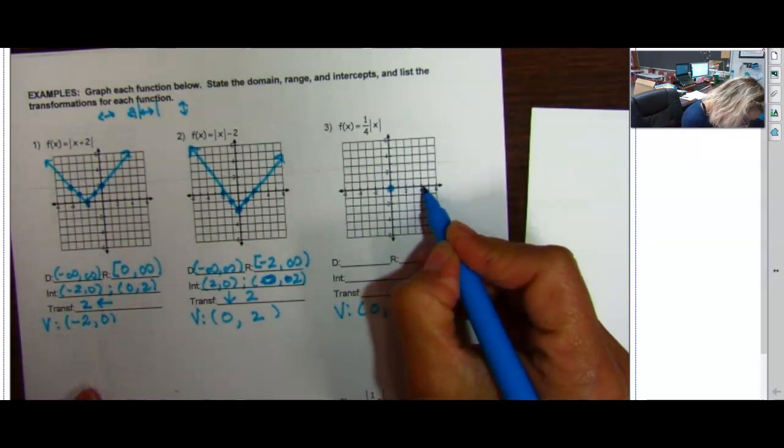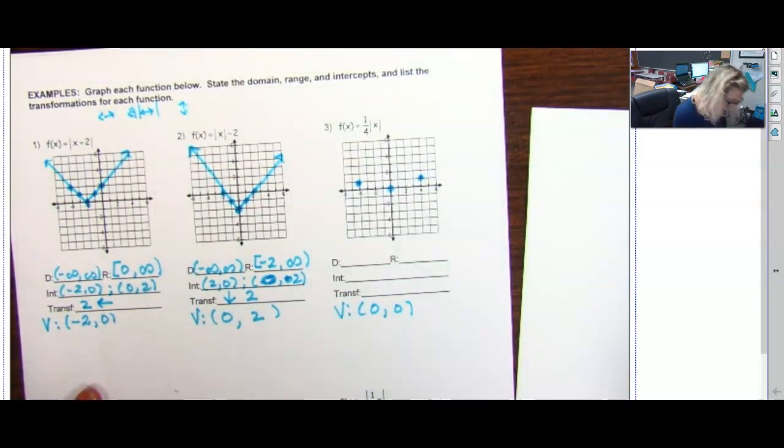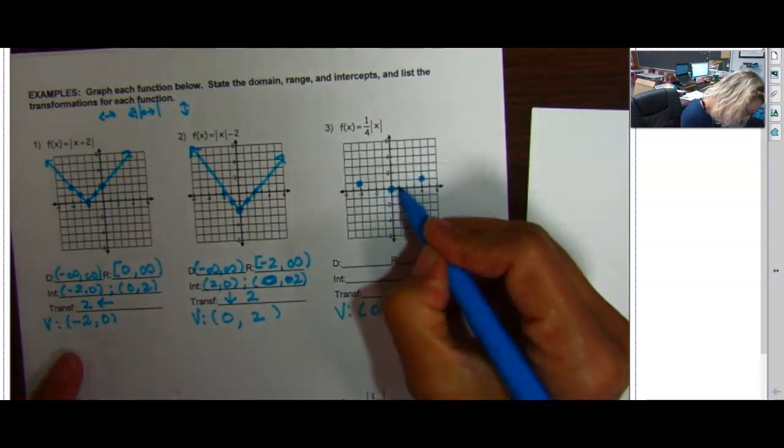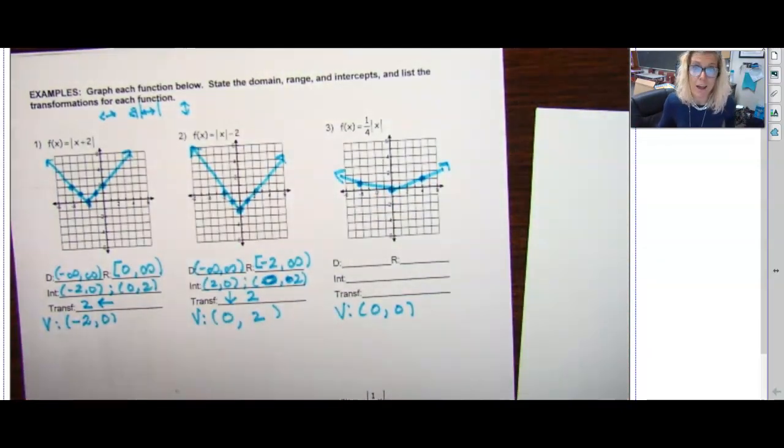1, 2, 3, 4. So there's a point. And of course, again, I do want 5 points typically, but 5 points are not going to fit on here. So 3 it is. And that is a pretty wide graph, which makes sense because we have a vertical compression.